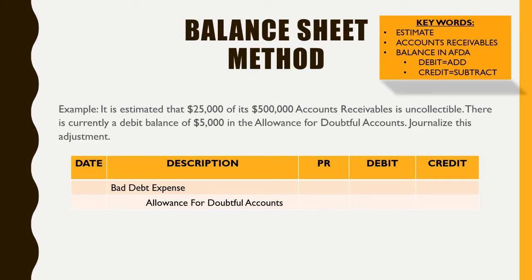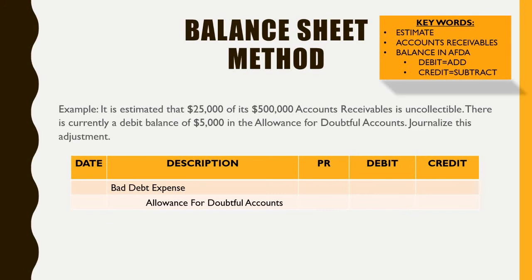Our scenario says that it is estimated that $25,000 out of its $500,000 accounts receivable is to be uncollectible, and there is currently a debit balance of $5,000 in the allowance for doubtful accounts. So journalize this entry. This is how we're going to journalize it: bad debt and allowance for doubtful accounts.